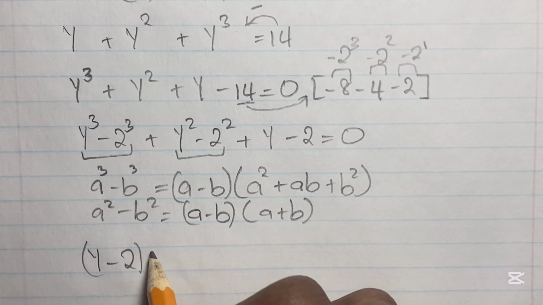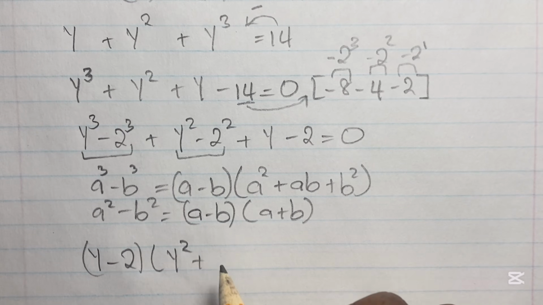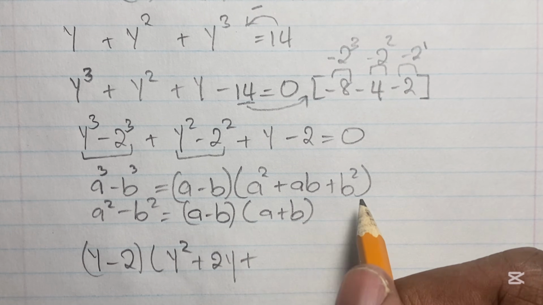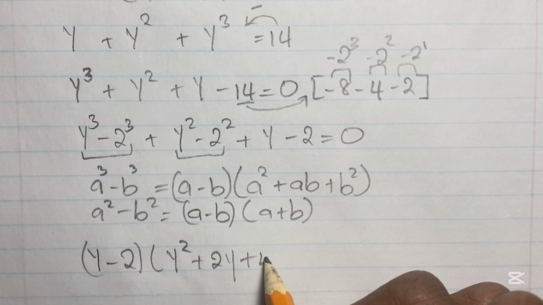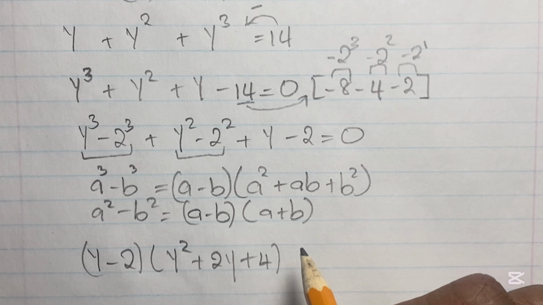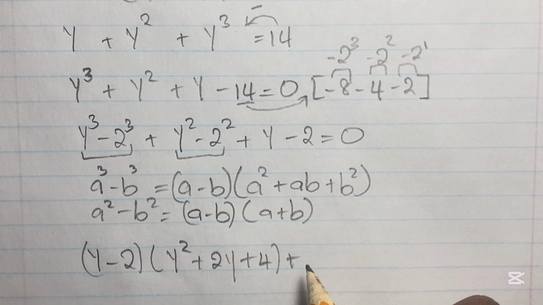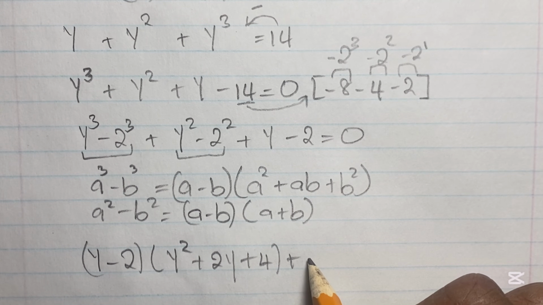So now from here we say a cubed minus b cubed, so we expand that by saying y minus 2 in one pair of brackets, and in the other pair of brackets we'll do the other one by saying y squared plus 2y plus 2 squared, so that would be 4. And from here we'll have plus, and we plus the difference of two squares, y squared minus 2 squared.